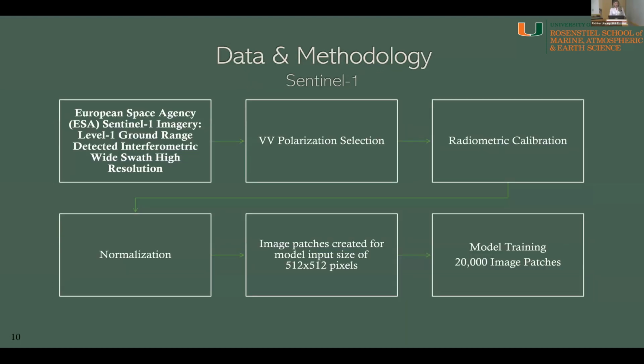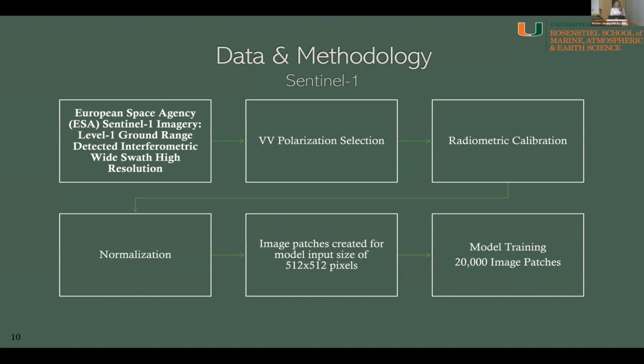We're looking specifically, the European Space Agency has a great program right now that they have Sentinel-1 imagery, and it's open access. So that means you can actually go make an account and look at some of these amazing images of our oceans, of our land. So I created a data set using these images, and this is the pre-processing steps that I had to do.